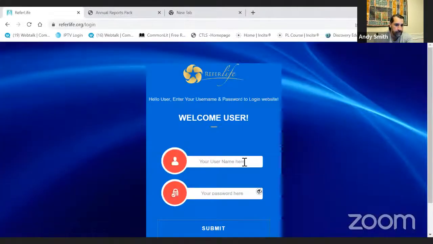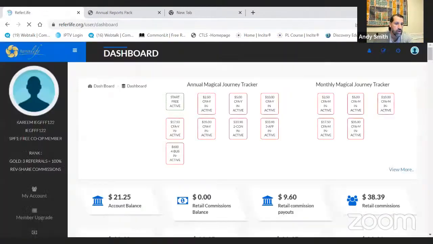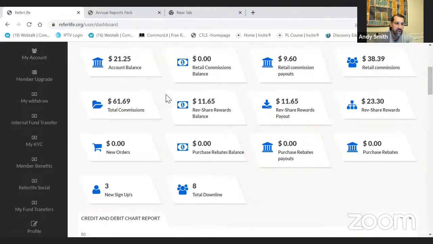we are going to look at his. All right, so this is Kareem's. We can see that this is Kareem's. Kareem still has not upgraded his account, but there are commissions coming in and it's growing. See how it's growing here, all over. He's got $61 now. Because we just said you were what, 50-something dollars there, Kareem? And now it's at 61.69 total commissions. In his account balance, he has 21.25.